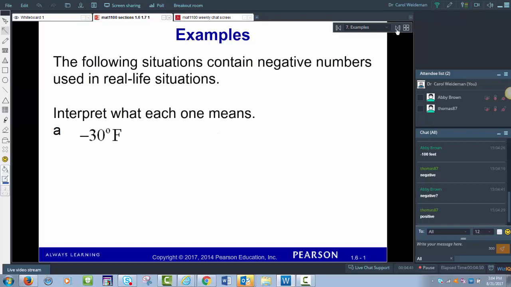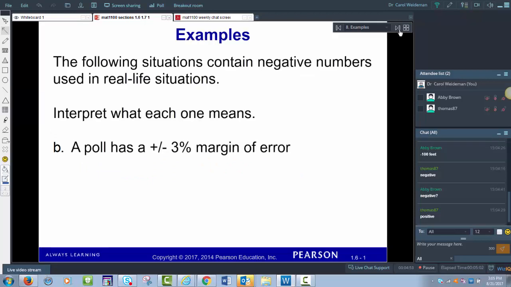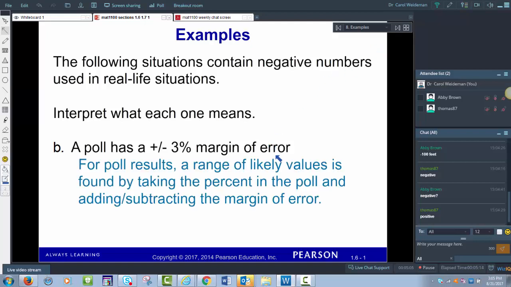How about this one? -30 degrees. What does that mean? Notice the negative sign, so it is going to be below 0. All right, and how about, I think I have another one. A poll has a plus or minus 3% margin of error. Sometimes you see this, especially with political polls. What it means is that there's a range of values that are likely, taking whatever the estimate was, adding and subtracting 3%. So for instance, if we did a poll and let's say 50%, well, let's make it more interesting.